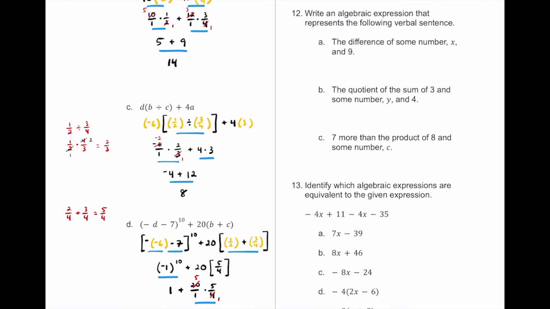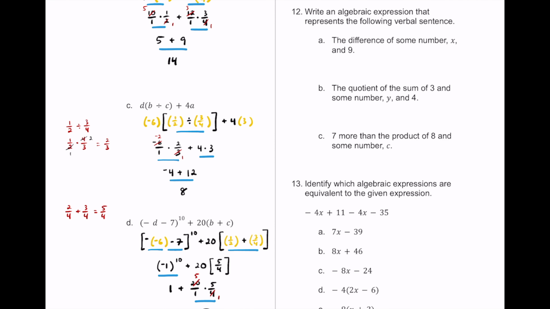Here's number 12. We're going to go the opposite direction now. So we're going to go ahead and write some algebraic expressions that represents each of the verbal sentences. Okay, so for 12a here, we have the difference of some number x and 9. We should write something like this. So the difference means subtraction, so it's going to be x minus 9.